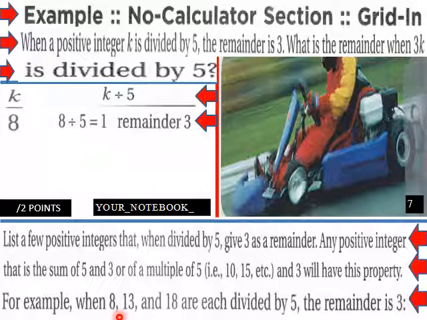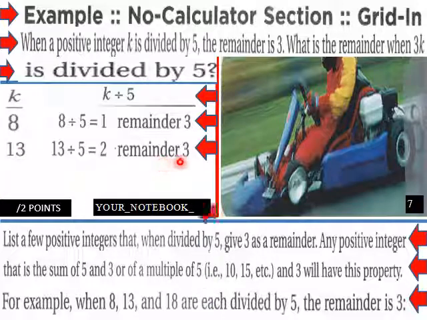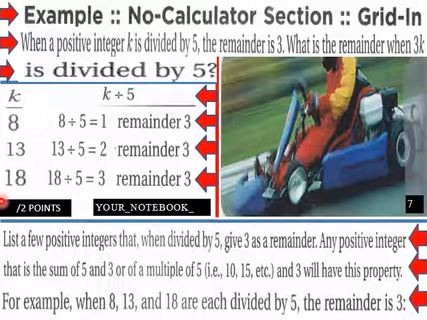So this is kind of like the thought process here. 8 divided by 5 equals 1, with a remainder of 3. Then 13, remainder of 3. And then 18 with a remainder of 3. So these are possible candidates.